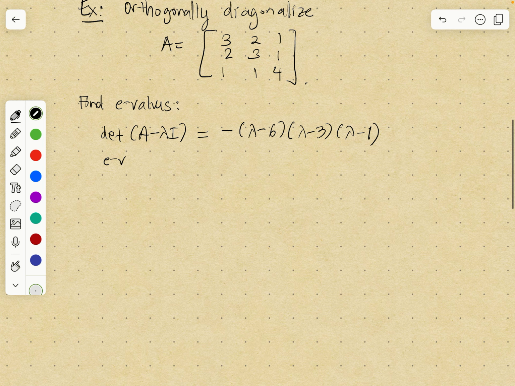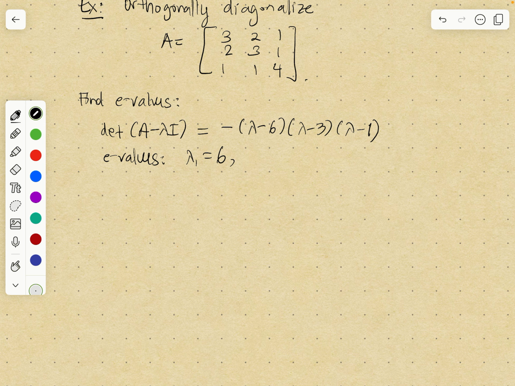And so therefore the eigenvalues of A are lambda 1 is 6, lambda 2 is 3, and lambda 3 is 1. Also, I'm going to use the convention of ordering the eigenvalues from largest to smallest, so here they go in the order 6, 3, 1. Of course, you could use any order you want, but just as a convention, it's typical to order the eigenvalues from largest to smallest. Okay.